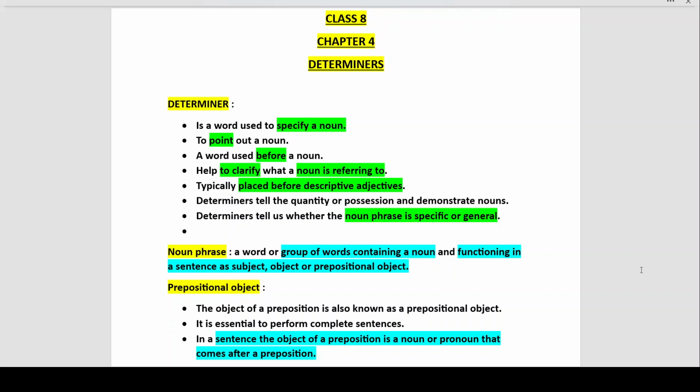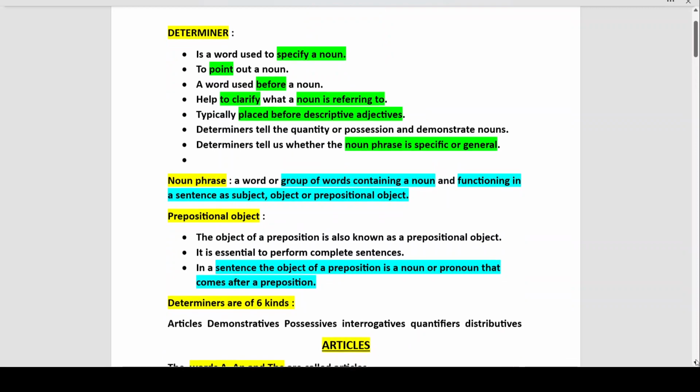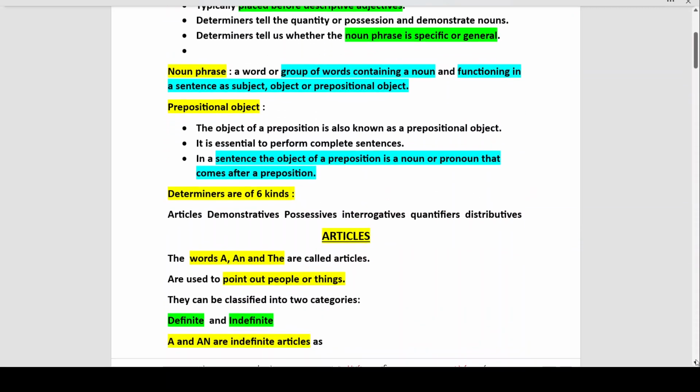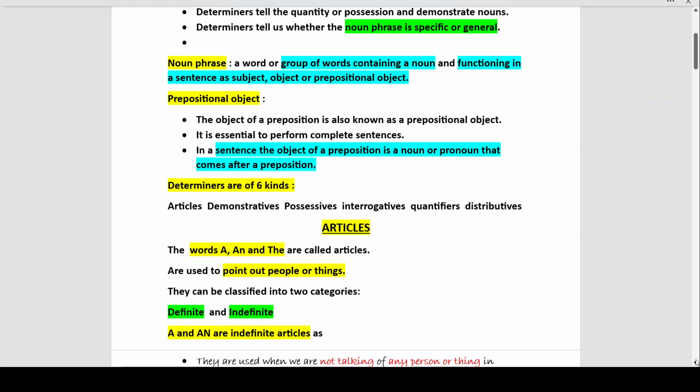Now, they tell us whether the noun phrase is specific or general. Now, what do you understand by noun phrase? A noun phrase is a word or group of words which will contain a noun and function in your sentence as either the subject, object, or prepositional object. A sentence is incomplete without your subject, object, or prepositional object in order to make some sense. So, those group of words which contain the noun and function in the sentence as your subject, object, or prepositional object is called your noun phrase.